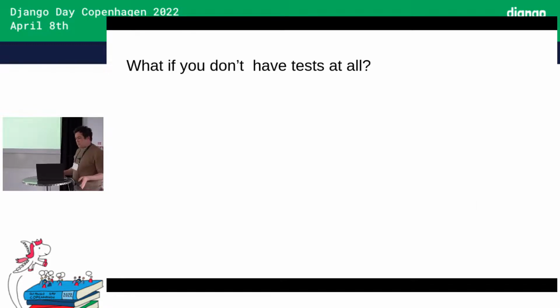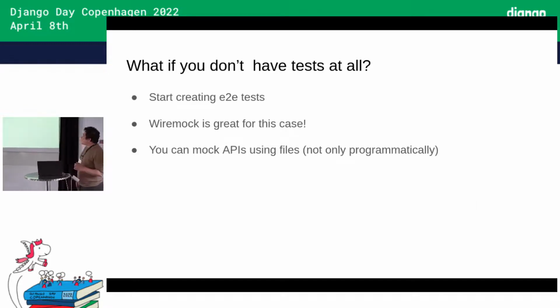And what if you don't have tests at all in your application? That happens. Sometimes that happens. So I do recommend you start creating end-to-end tests. Wiremock is great for this case because, as I said, you record and playback. You save the requests that you are making to the third party, and reuse the information that you have saved to load the Wiremock again. Don't do it programmatically. That's a lot of work to do.